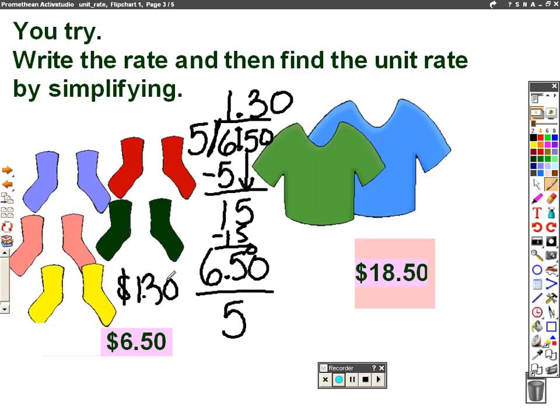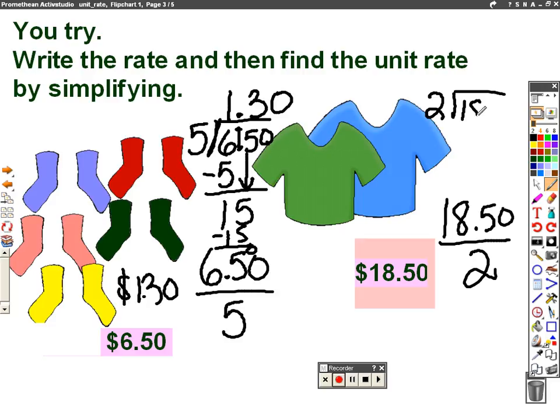Let's look at another one. I went to the store and I bought 2 shirts for $18.50. It's a pretty good bargain. So think about it. Take a moment. How would I set up this division problem? If you said $18.50 for 2 shirts, you are correct. So I'm going to write out my division.